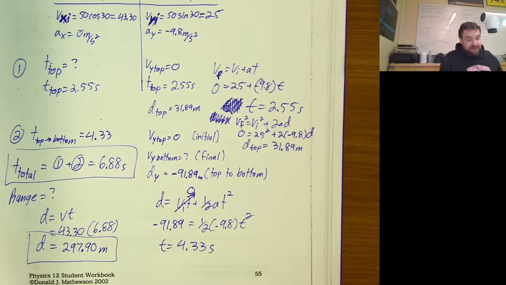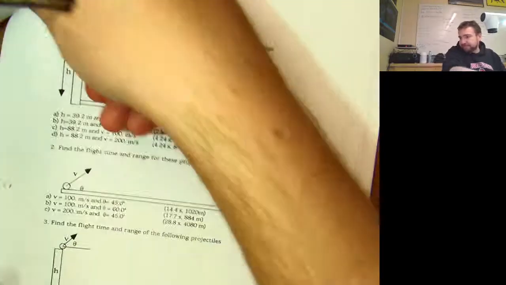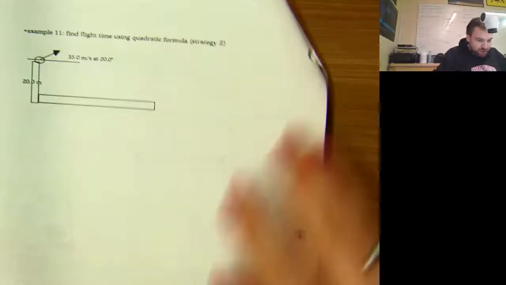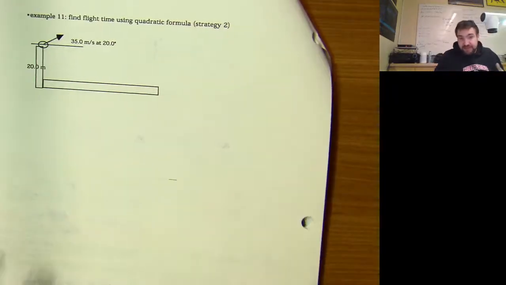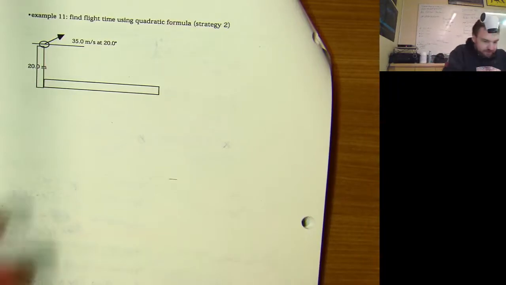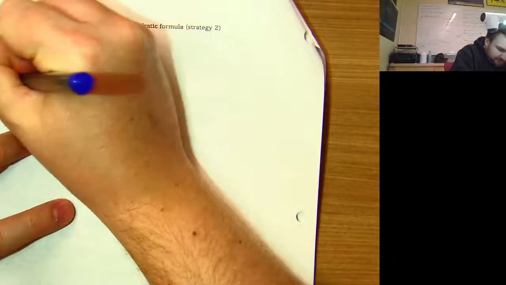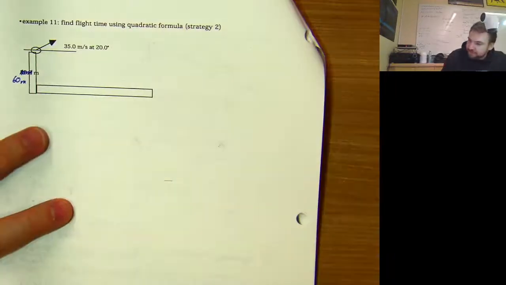That's what it looks like to break this thing up into 2 different parts of the problem. Now I'm going to show you what it looks like to do the exact same problem. So flip the page here. We're going to do example 11. I'm going to change the numbers so they're the same, just so you can see that both methods are valid. It's not 20 meters anymore. We're going to make this a 60-meter cliff.